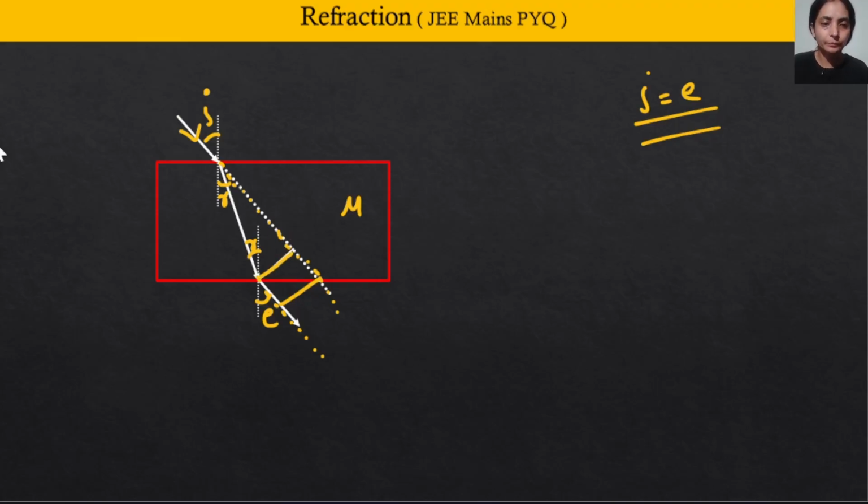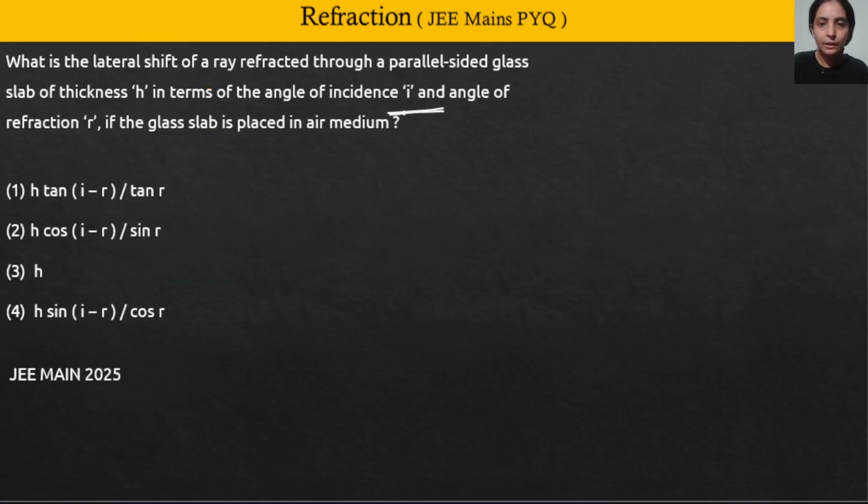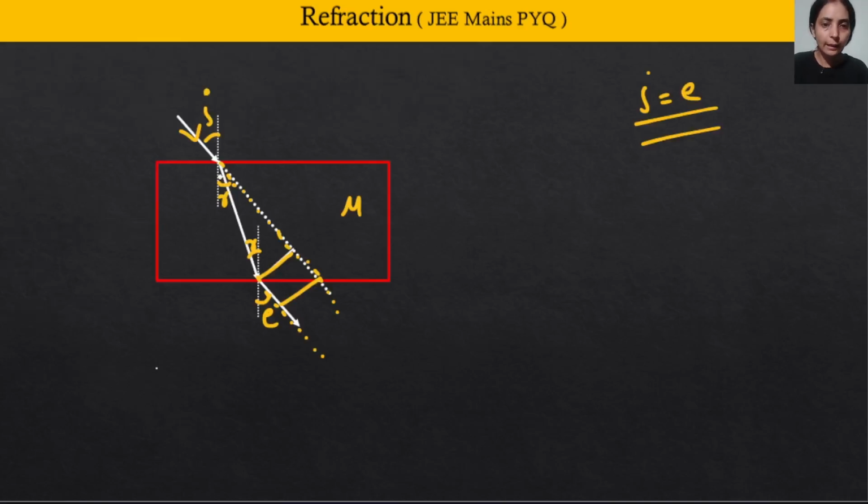How can we do it? Look carefully here. What are we given in this question? We are given i, so i is a known thing. We are given h, that is the width of the slab, the depth of the slab, and the angle of refraction r. r is known, i is known, h is known. So here, this i is not a variable, this r is not a variable, and this is h. And this angle will be how much? I mean, this complete angle will be equal to i, because this dotted line is the extended line of the incident light. So this complete angle is i, this is r. This angle will be i minus r.